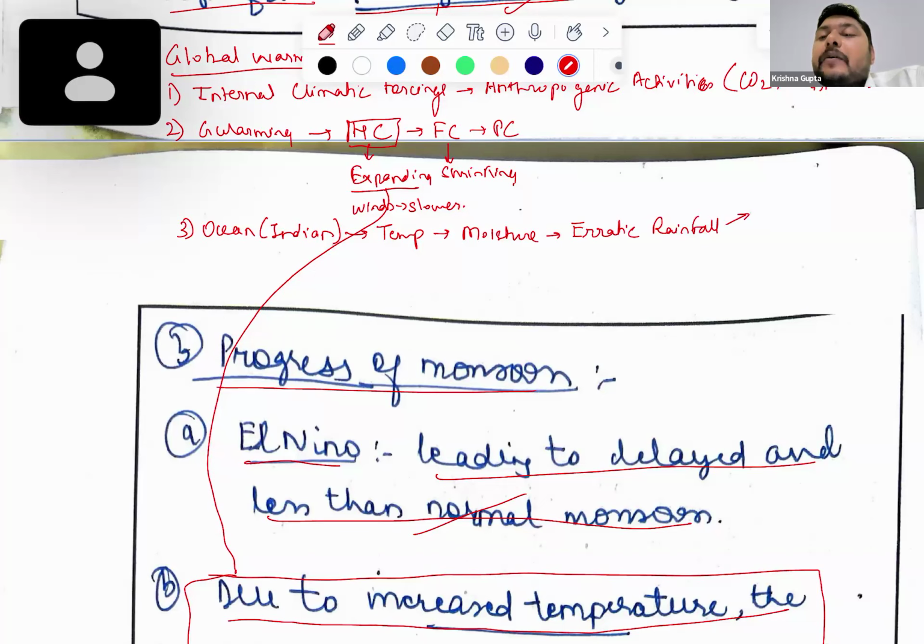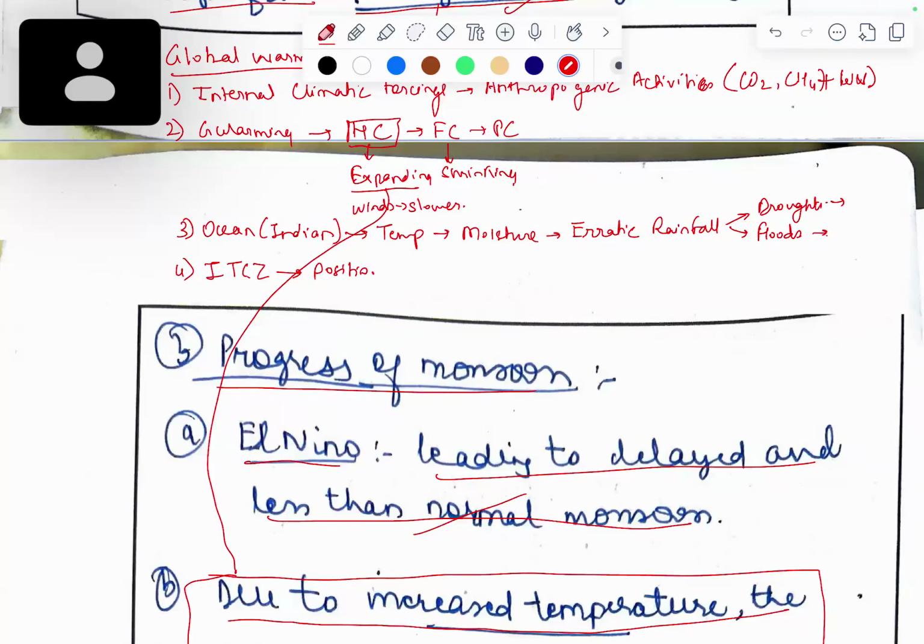Somewhere it is causing droughts and somewhere it is causing floods. We can give examples for both of them. Now, apart from this, we are also seeing that because of the changes in all these dynamics, there are changes in the ITCZ and its position. It is deviating from its normal position. So this is one part.